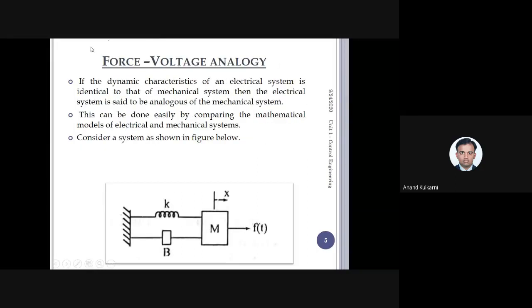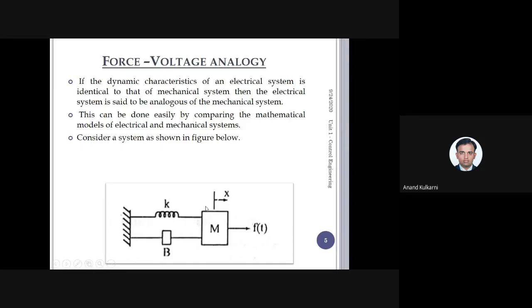Now first we'll understand the force voltage analogy, and later on we'll understand the force current analogy. If the dynamic characteristics of an electrical system are identical to those of a mechanical system, then the electrical system is said to be analogous to the mechanical system. Means what? If the differential equation for the electrical system is identical to the differential equation of a mechanical system, then both are analogous or equivalent to one another. This can be done easily by comparing the mathematical models of the electrical and mechanical systems.